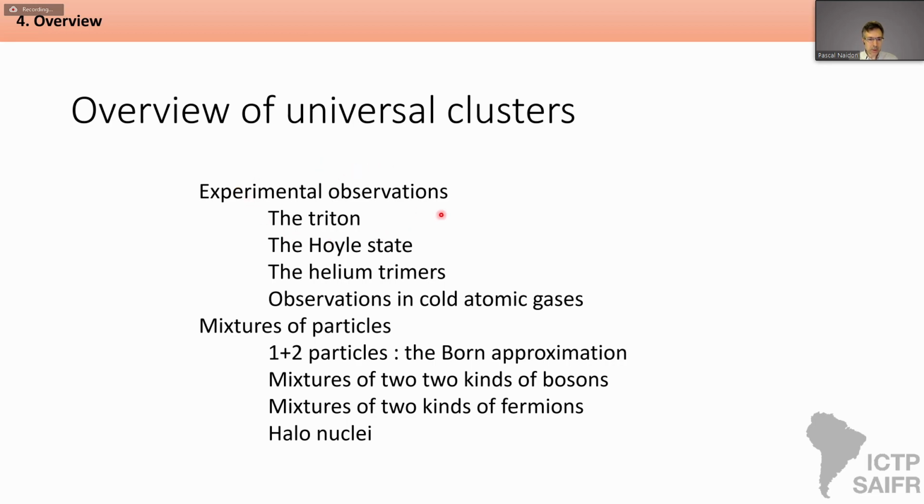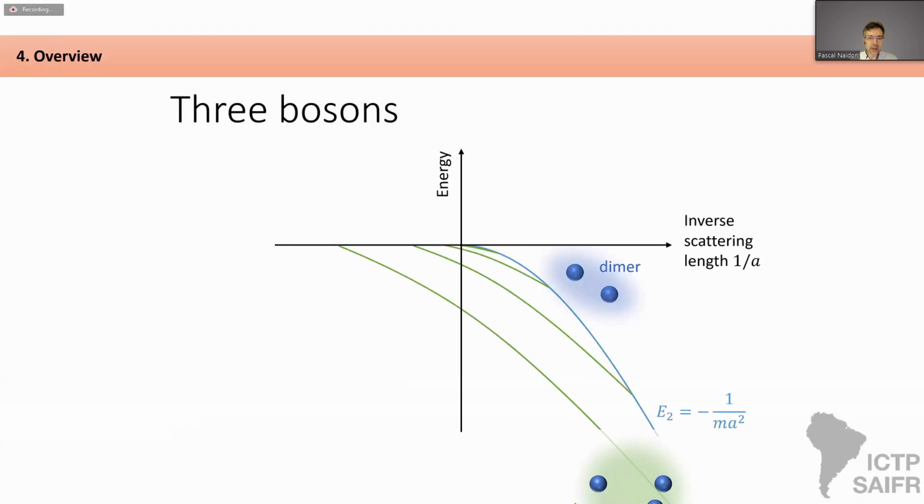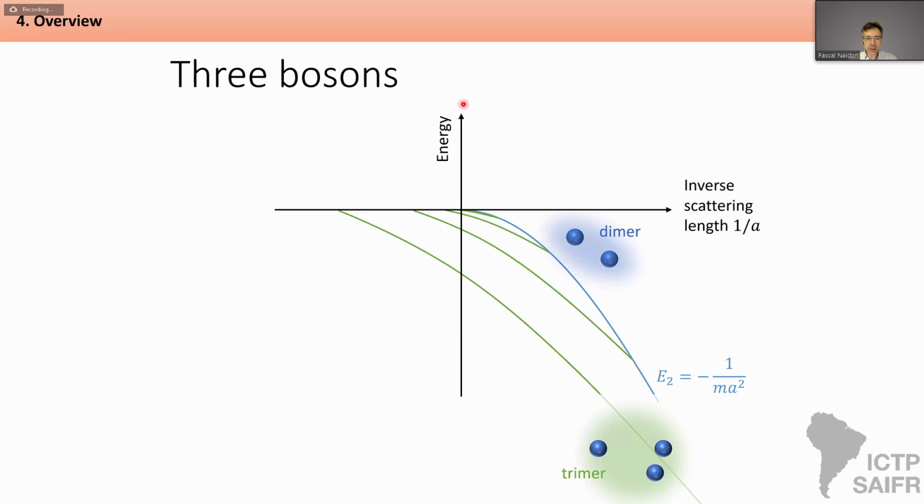So I will start with giving a few examples of experimental observations, and then we'll look at mixtures of particles. Okay, so let me start. What we've seen so far is the case of three bosons, right? And this is what we obtained in the previous lesson, that close to the unitary limit, where the two-body bound state appears, there is this three-body spectrum with an infinite series of three-body states that are the Efimov states.